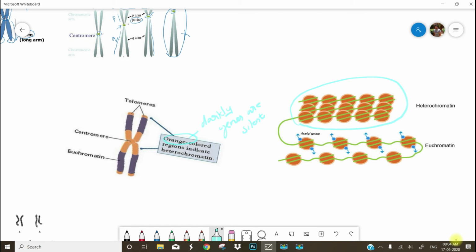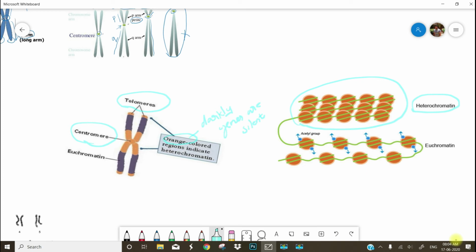and that region is known as heterochromatin. So the darkly stained region, which is more condensed and has transcriptionally inactive or silenced genes due to strong packing, is known as heterochromatin. So the centromere region and also the telomere regions are heterochromatin regions.